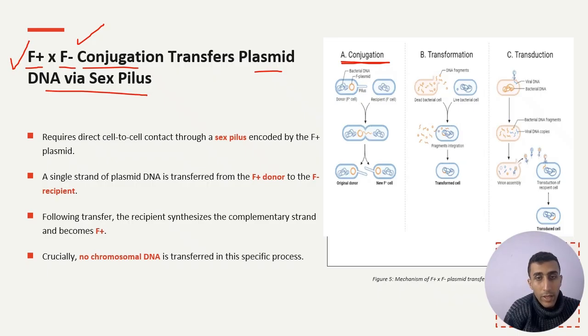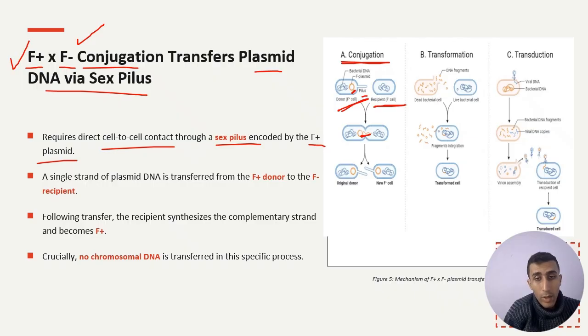So we've got here an F positive bacterium. It has this plasmid, and this plasmid is what encodes the sex pilus. The sex pilus is what forms the bridge between the two bacteria, and this is the recipient cell, which is F negative. So this requires direct cell-to-cell contact through the sex pilus encoded by the F positive plasmid, and a single strand of plasmid DNA is transferred.